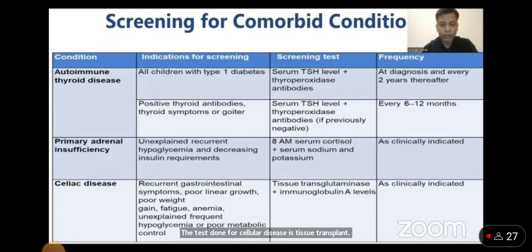These three entities, autoimmune thyroid disease, primary adrenal insufficiency, and celiac disease, are common in pediatric patients with type 1 diabetes mellitus.